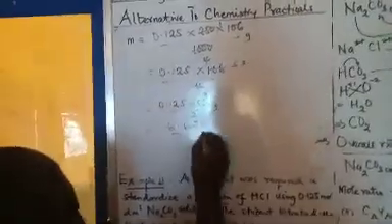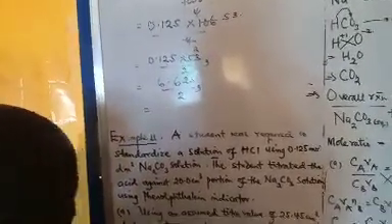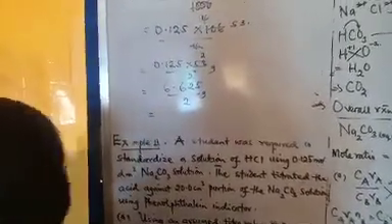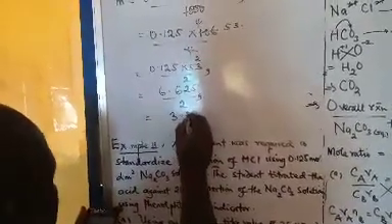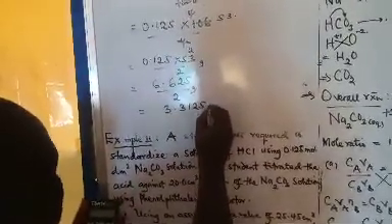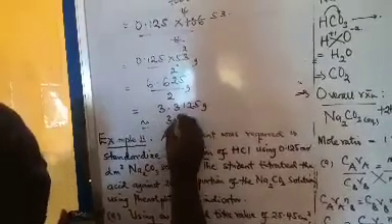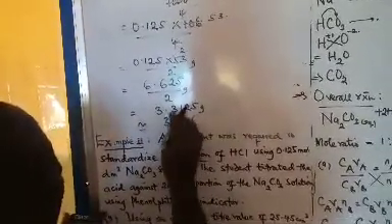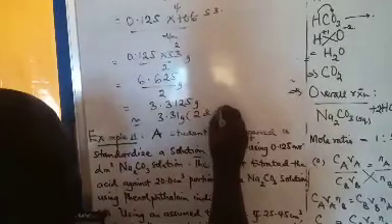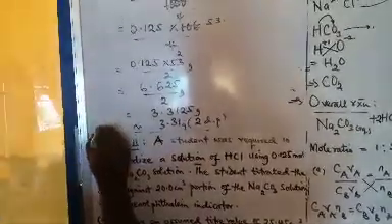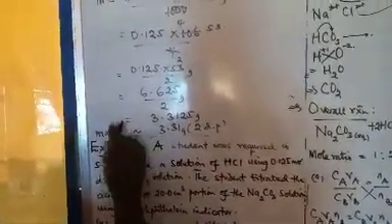Somebody divide that for us. 0.125 times 53 gives 6.625, divided by 2 grams. If we divide that by 2, we're going to get 3.3125 grams, approximately 3.31 grams, to 2 decimal places. So the mass is approximately that. So that's it.